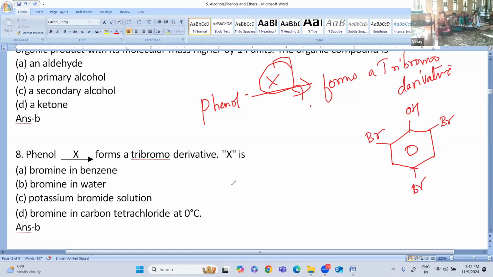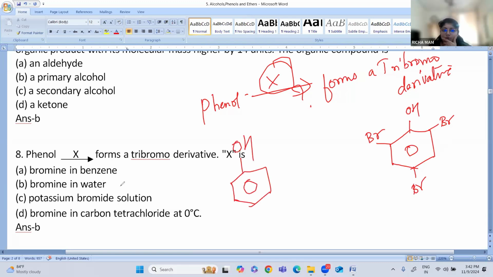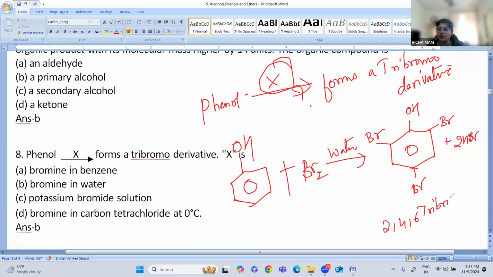Okay, so what is this? Phenol is like this. So what will be the answer? Bromine in benzene, bromine in water, potassium bromide solution, bromine in carbon tetrachloride at 0 degrees Celsius. So when you react phenol with bromine water, you are going to get 2, 4, 6-tribromophenol. So this is the answer. Our option is option number B.